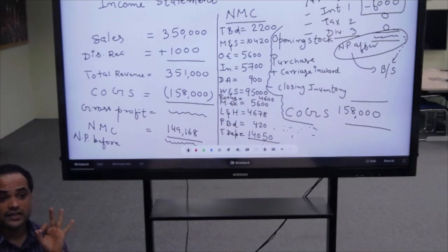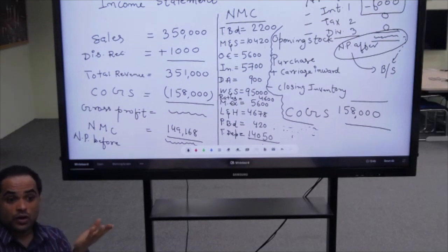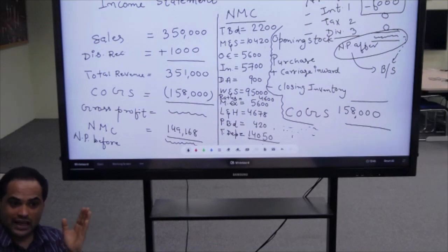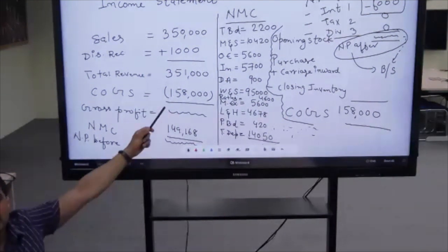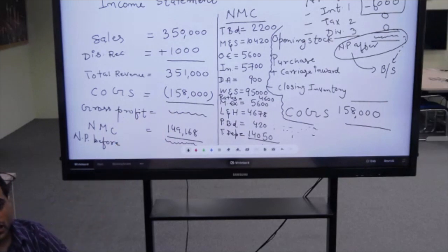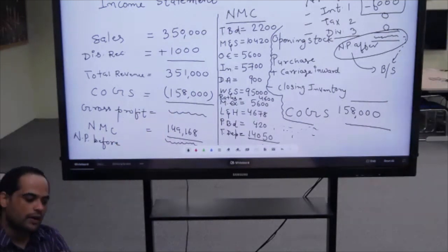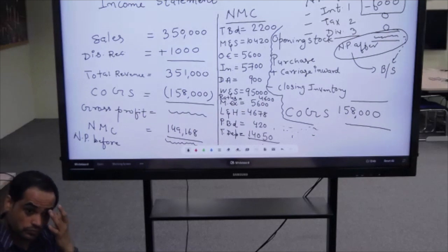In simple words, discounts allowed means the company is giving discounts to the customer. When you give discounts to a customer, you are losing money. It's your cost, it's your expense. So discounts allowed will be considered as your expense, which is DA, discounts allowed 900. All right, so discounts allowed will be your expense.